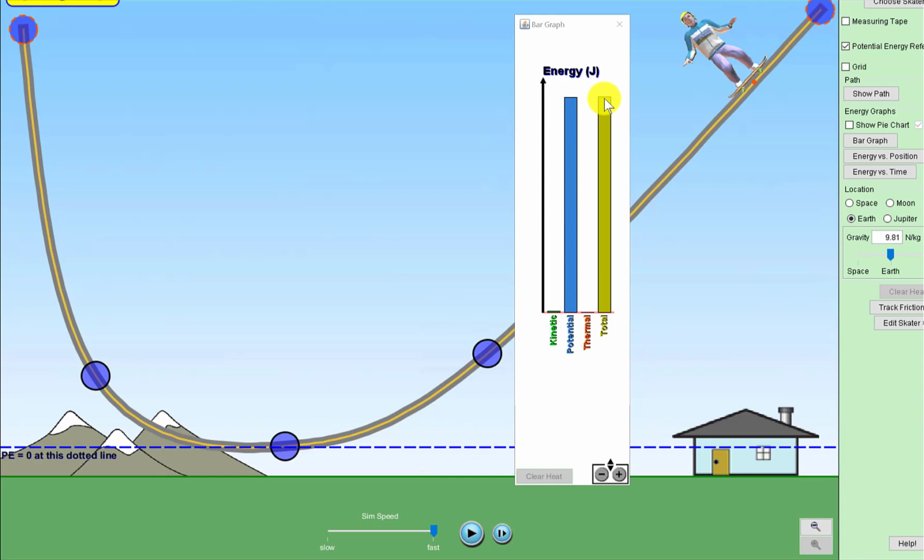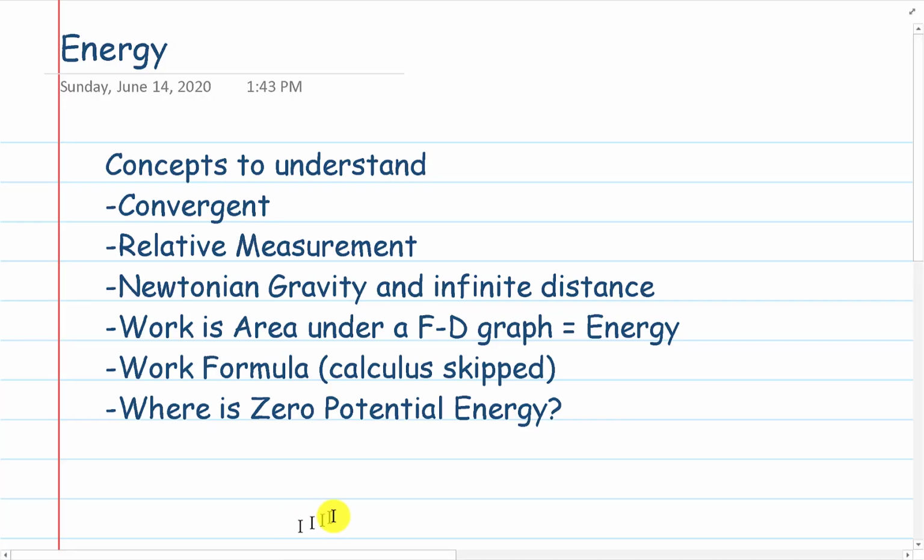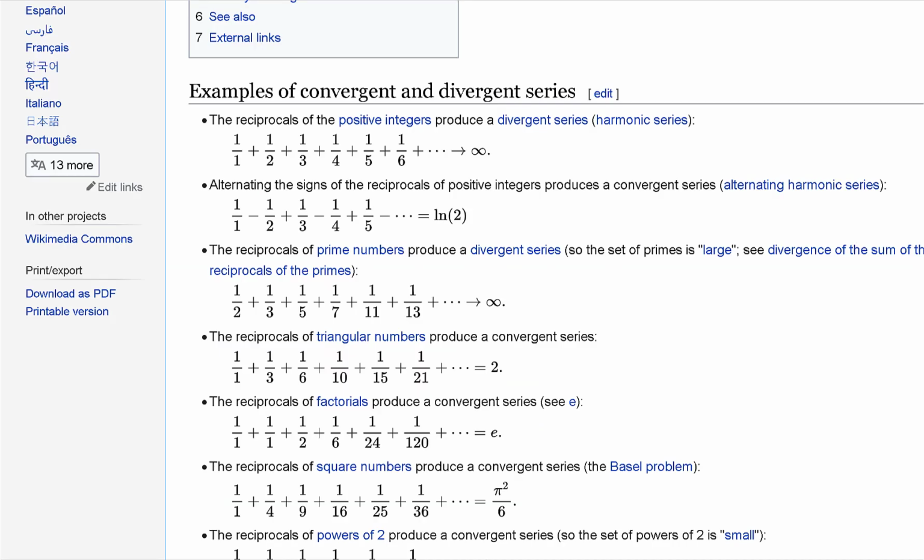We need to understand some concepts here before we get going into this energy thing. They're not easy concepts, but let's talk about them. Convergence series. Okay, convergence. It's a weird term. Sometimes people use it and they don't know what they're really talking about, but let's hear it. Here are a few examples of convergences.